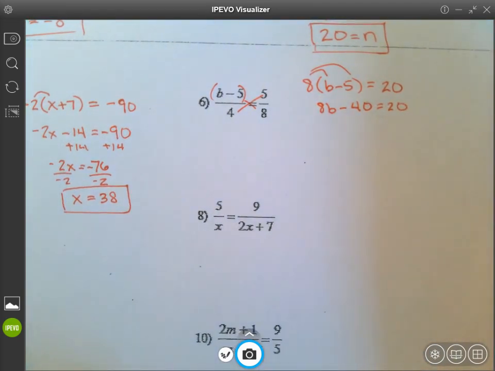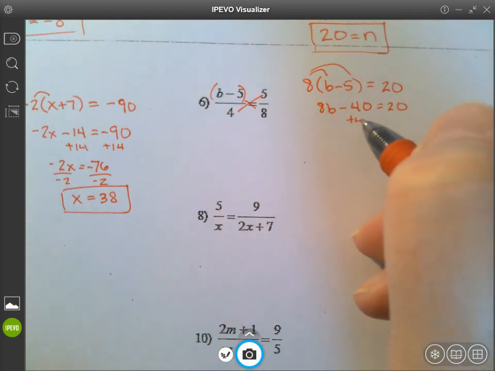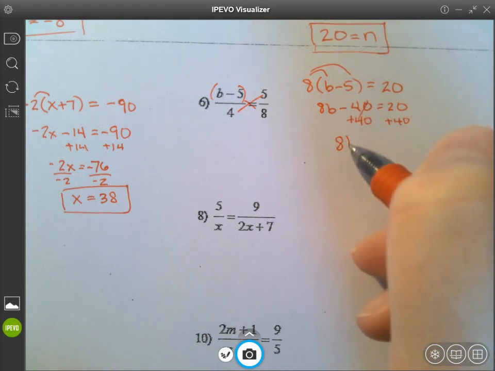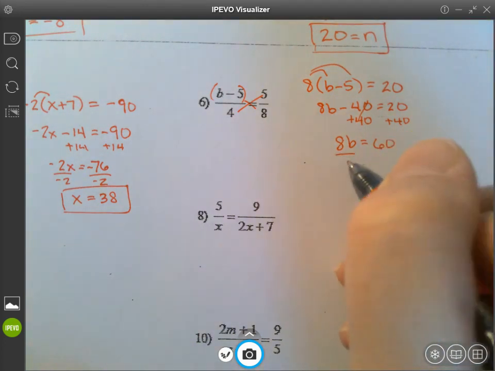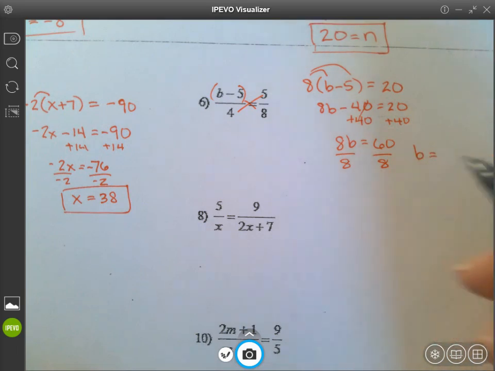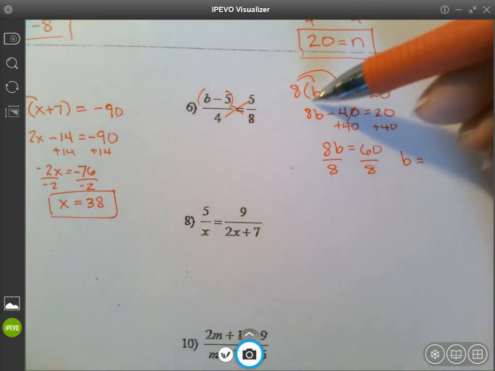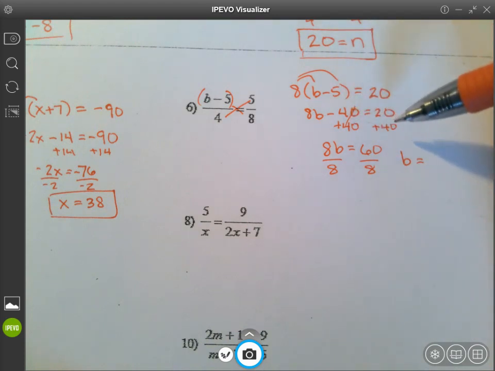So now I've got my cross products cleaned up. I'm going to start solving. So add 40. 8b equals 60. That's not pretty. Did I screw anything up? I mean, we're not always going to get pretty answers. I just want to make sure. 40, right? Yeah. Yeah, I think I'm good.